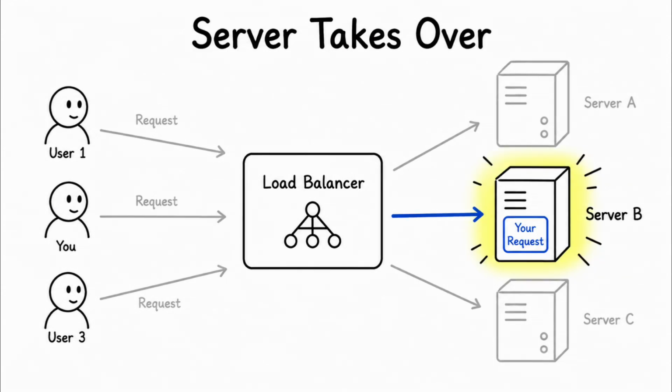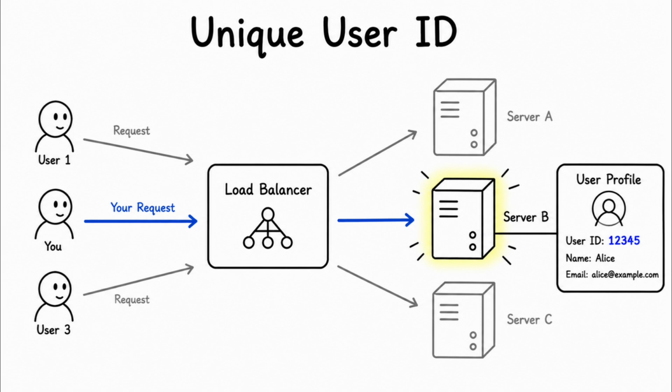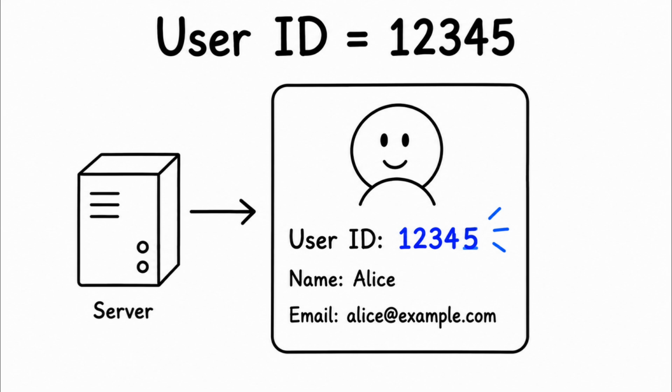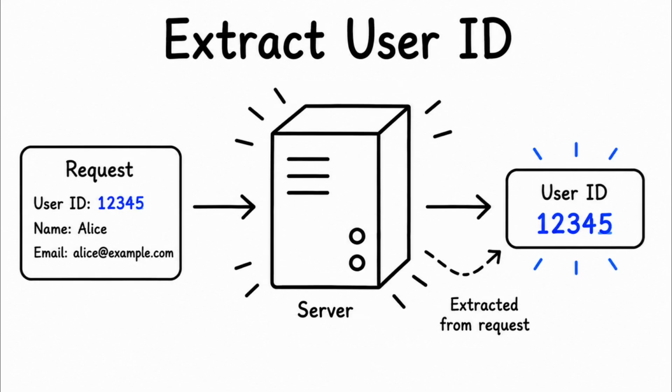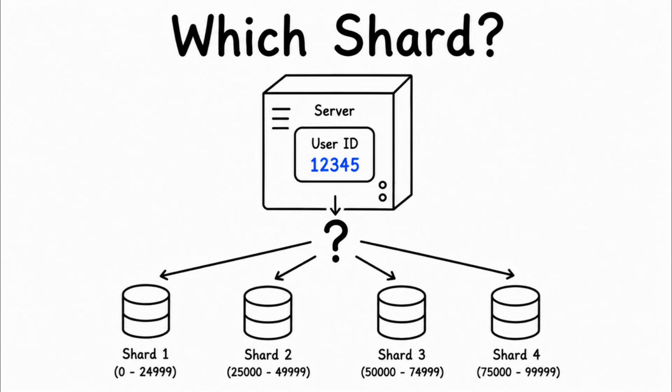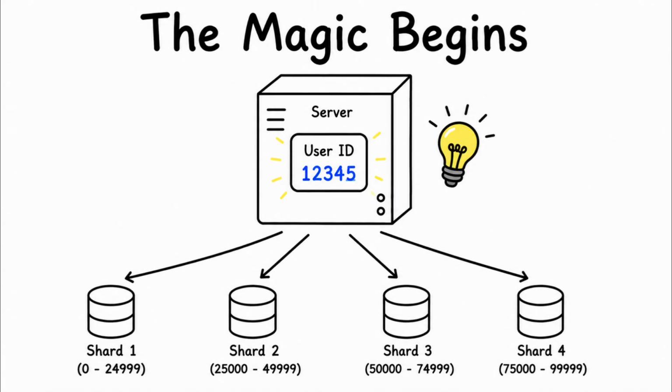Step 2. Backend looks at your user ID. Every Instagram account has a unique user ID. Let's imagine your user ID is 12345. The backend server receives your request and immediately extracts this user ID. Now the server asks, which shard contains data for user 12345? This is where the real magic begins.